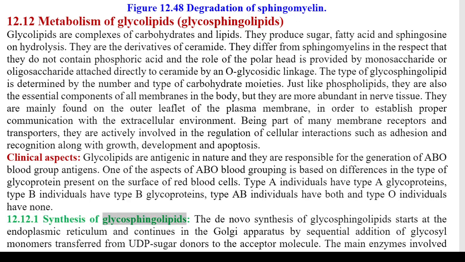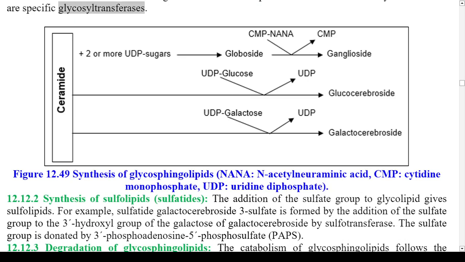12.12.1 Synthesis of glycosphingolipids. The de novo synthesis of glycosphingolipids starts at the endoplasmic reticulum and continues in the Golgi apparatus by sequential addition of glycosyl monomers transferred from UDP sugar donors to the acceptor molecule. The main enzymes involved are specific glycosyl transferases. Figure 12.49 Synthesis of glycosphingolipids. NANA, N-acetylneuraminic acid; CMP, cytidine monophosphate; UDP, uridine diphosphate.